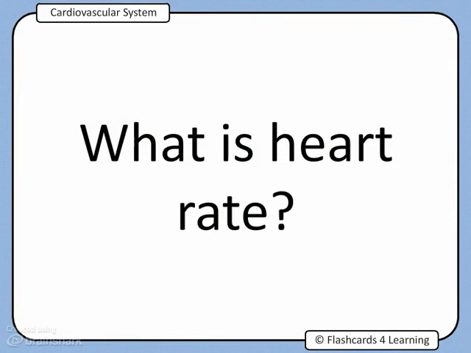This time we're going to be looking at the concept of cardiac output. We're also going to spend a bit of time looking at blood pressure and the two types of blood pressure. But before we start, we need to make a recap to make sure we understand what the concepts are that are involved with cardiac output.